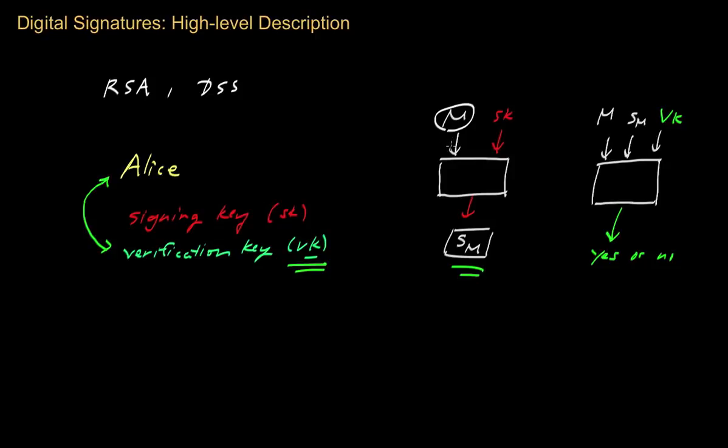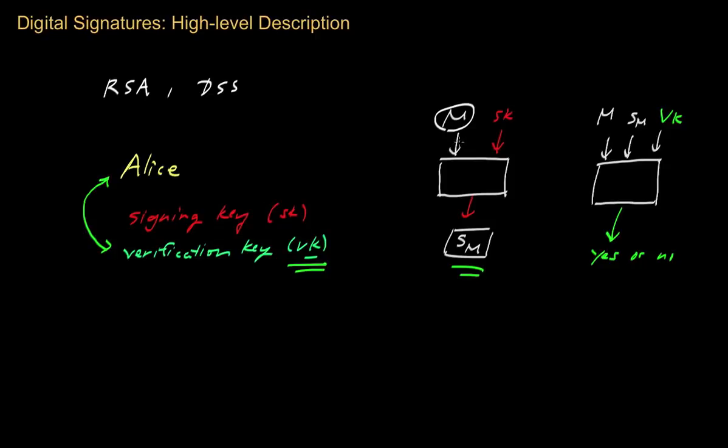Now, in this sense, a digital signature is actually different from a traditional handwritten signature. Your handwritten signature probably stays more or less the same regardless of what it is you're signing. But your digital signature is very sensitive to what you're signing, and it will vary depending on what you sign. If you sign a different message, you'll get a different signature as an output.